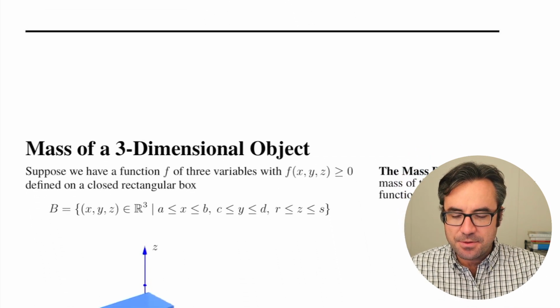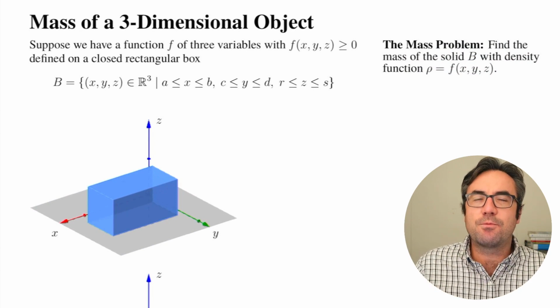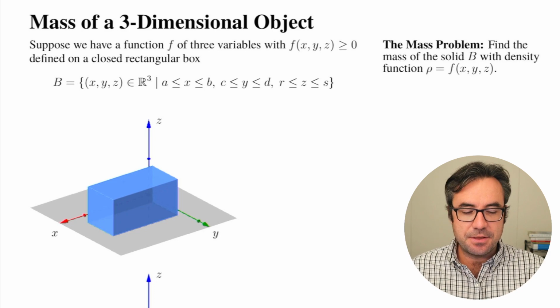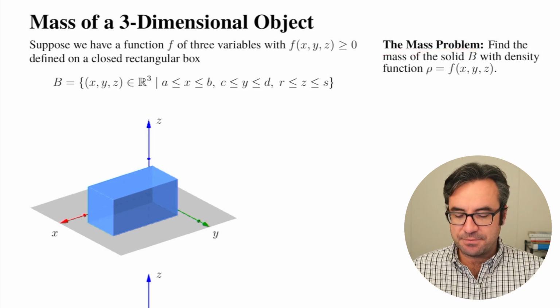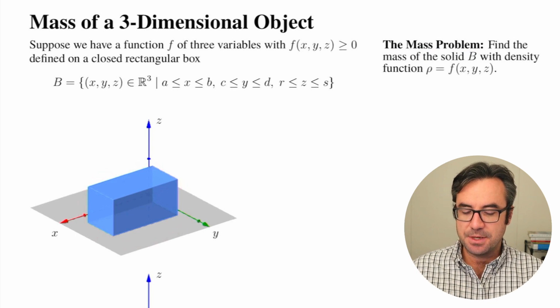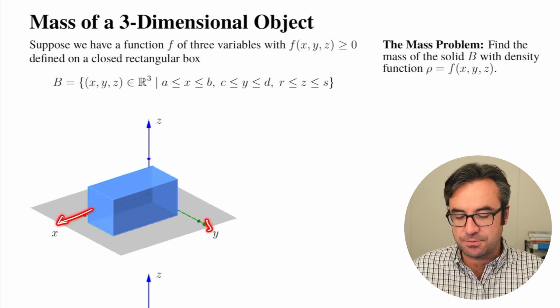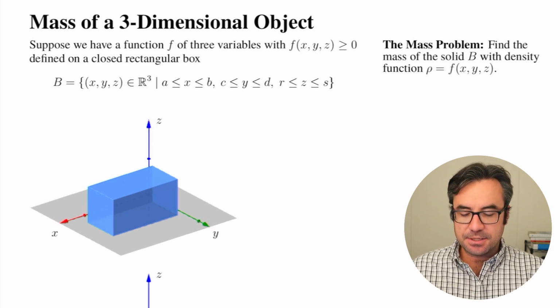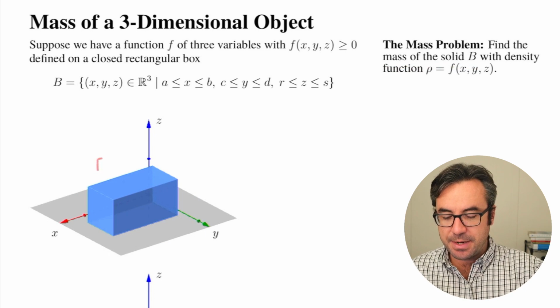And I think the question that helps us wrap our head around what a triple integral is going to be is the mass problem. So let's suppose that we have some three-dimensional object sitting in, well, three-dimensional space. So we have it just sitting here on the x, y, and z coordinate system. And let's suppose that we want to find the mass of this solid. So here's our solid B.